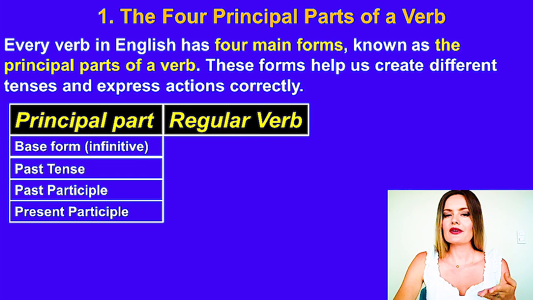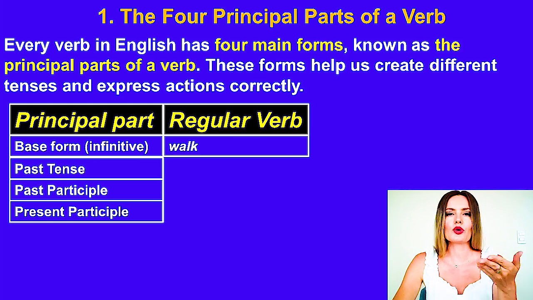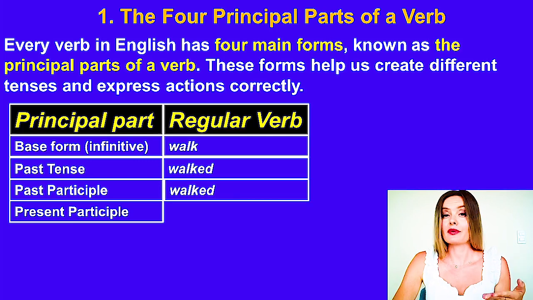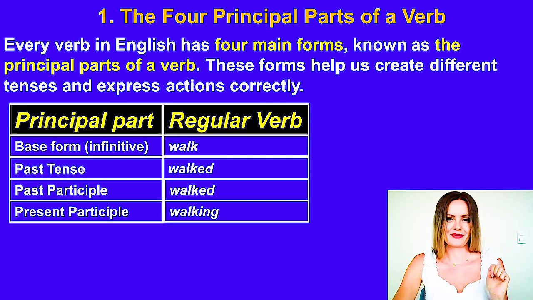Now let's take a look at the example of a regular verb in these 4 forms. So the base form is walk, to walk. It's an infinitive. Then in past tense we will say walked. Past participle also walked, and present participle is walking.